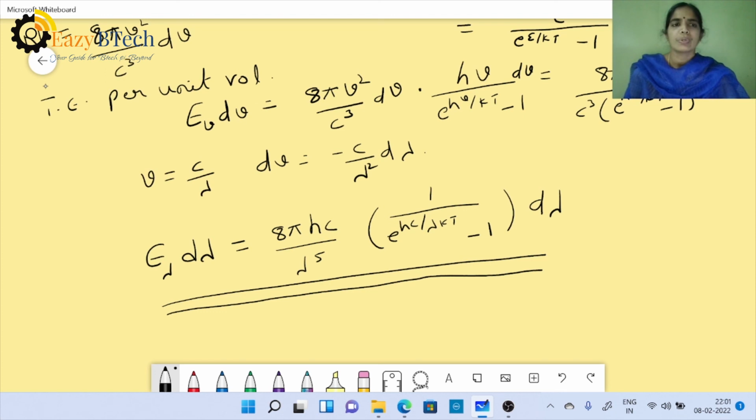Hope it is clear for you all. You can have this derivation represented as Planck's radiation law.